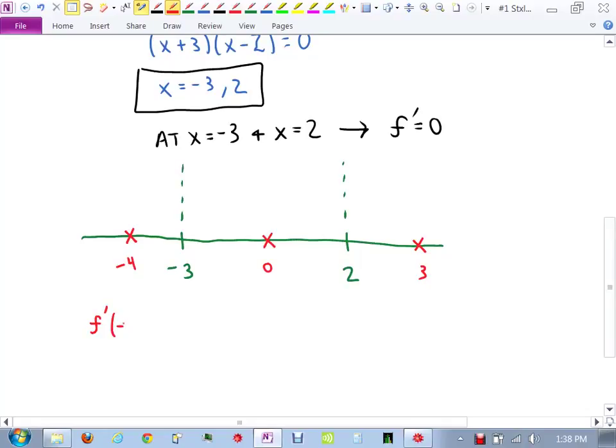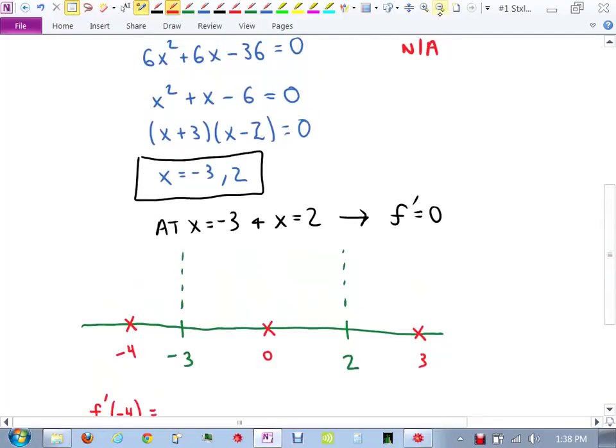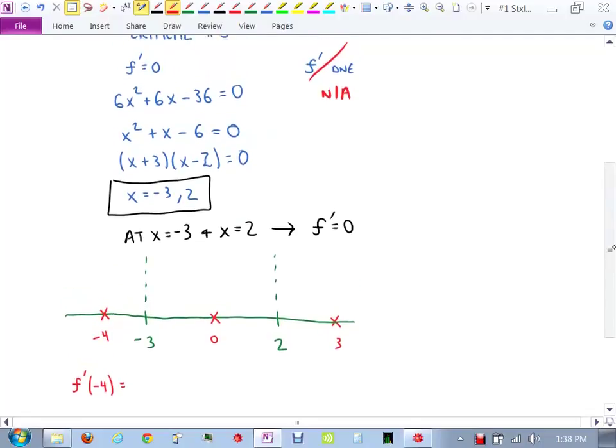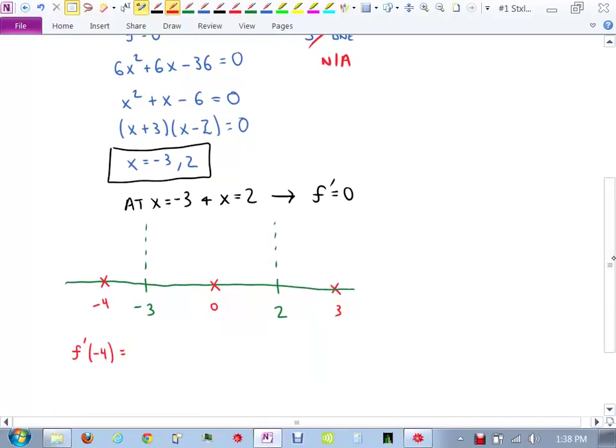f prime of -4 and figure out what it is. So everyone plug -4 into the first derivative. Remember, the first derivative was 6x squared plus 6x minus 36. So isn't that 6 times -4 squared plus 6 times -4 minus 36? If you need a calculator, you probably want to get your calculator out because you'll need it for the quiz most likely.